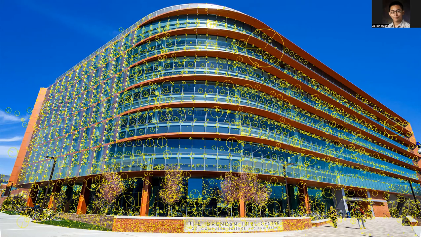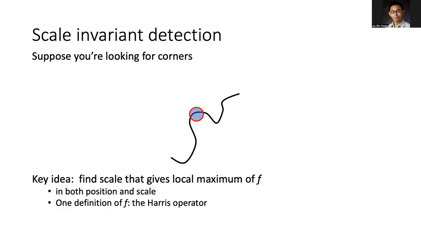Okay, so the goal is to really find points such that our detection is scale invariant. Okay, so look at this. Imagine we want to find a corner. To find a corner, we don't know what the actual scale is, right? This could be an edge, and this could be a corner, and now this becomes an edge again.